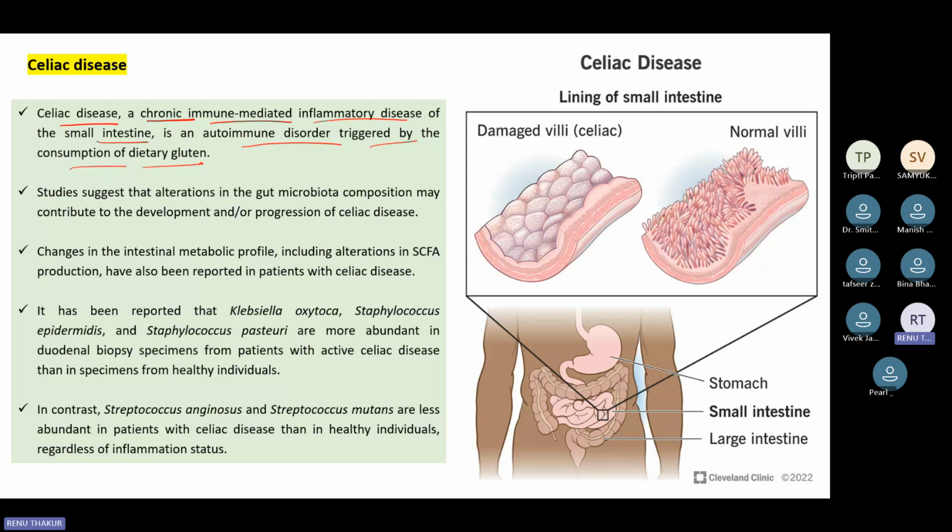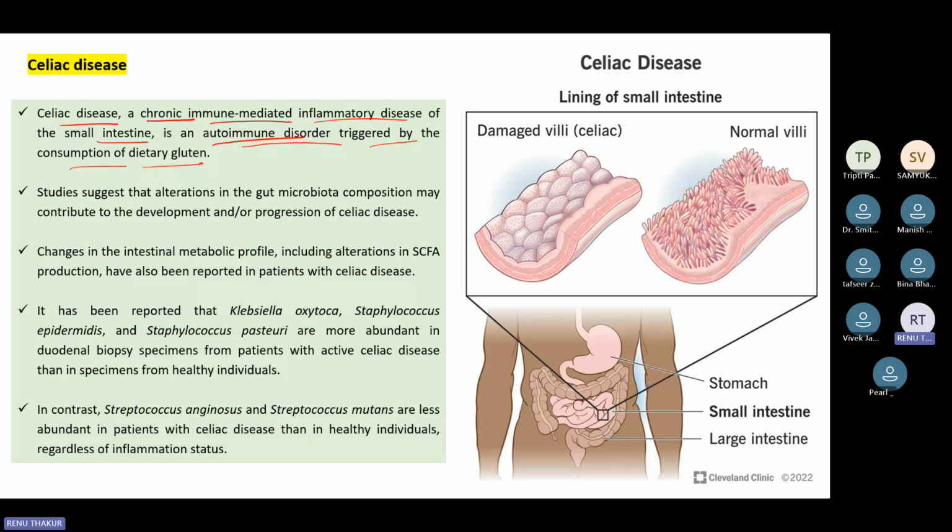Okay. So celiac disease. So celiac means what? It is related to the gut, related to the abdomen. So celiac disease is a chronic, immune mediated inflammatory disease. It means it is mediated by our own immune system, or you can say this is an autoimmune disorder, when your immunity considers your own cell as non-self, so it will start producing responses towards it. So this type of disease is known as autoimmune disorders.